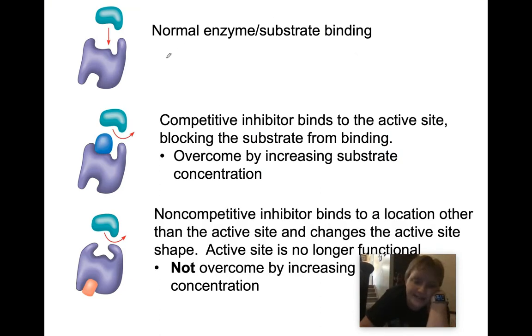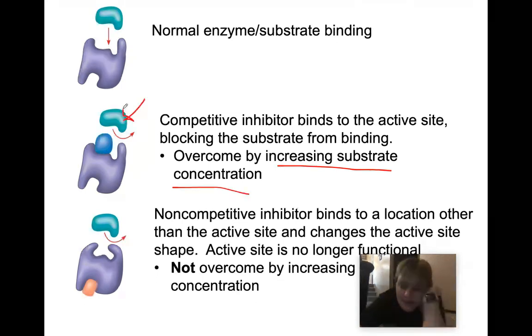So this is just showing us the same thing, really important, okay? This is the normal enzyme substrate binding. Competitive inhibitors are blocking the active site. Now we can overcome this. So if our cells need to unblock this, they need to get this reaction going. Our cells can overcome competitive inhibitors by increasing substrate concentration. Because remember, they're competing. So if there's more of this, then this is more likely to bond than the inhibitors. If we have an inhibitor that's blocking this chemical reaction, we just say, okay, well, let's add more substrate to it.